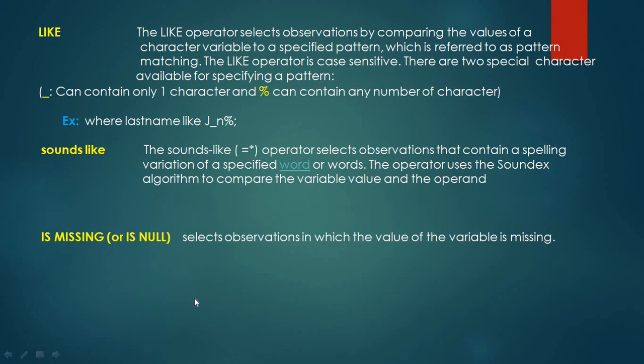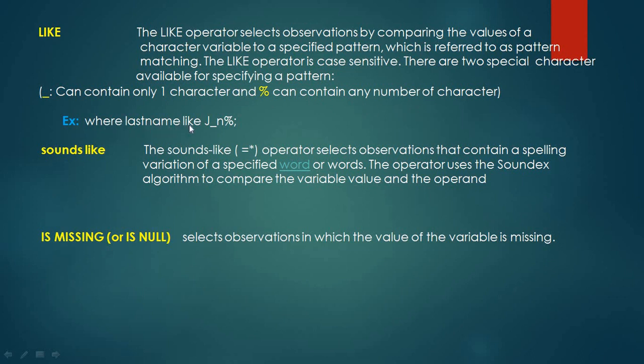Next is the like operator. Using this like operator, we can filter data which follow a certain pattern. Here we have two special characters: one is underscore, another is percent. Wherever we have an underscore, it can contain any one character, and wherever there is a percent, it can contain any number of characters.